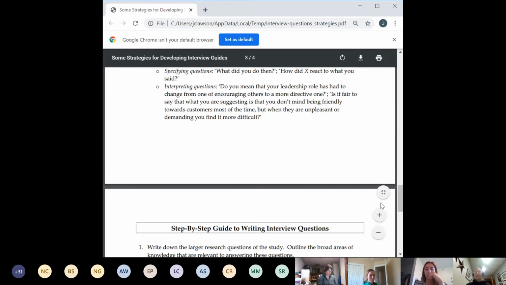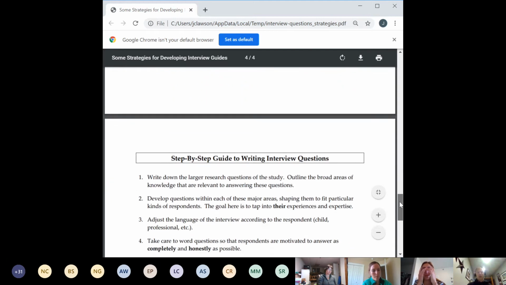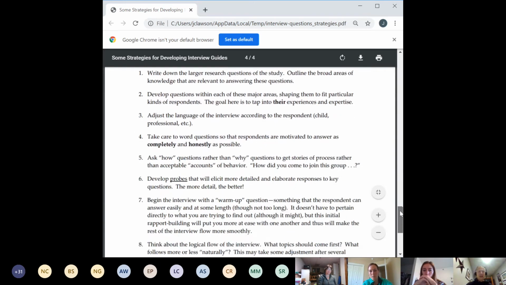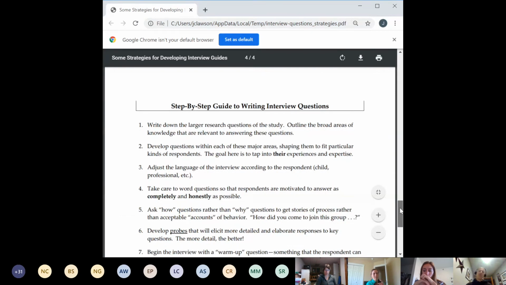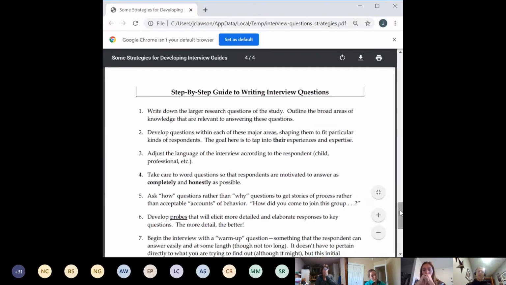Okay, so those are some really good ways or types of questions when you're thinking about your interview questions. And I really liked this section too, a step-by-step guide for writing interview questions. So again, and this is, I think, compatible to what we've talked a little bit about, writing down the larger research questions of the study. So those should always be in the forefront of our mind, right? That's why I'm having you write the research question of this assignment on the very top of your assignment. So it's right there for everybody to see right off the get-go.